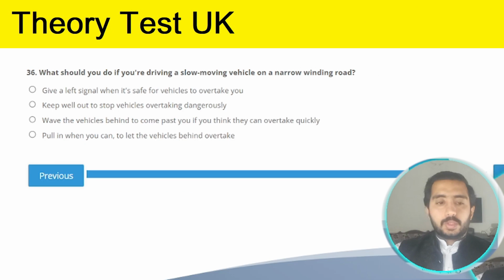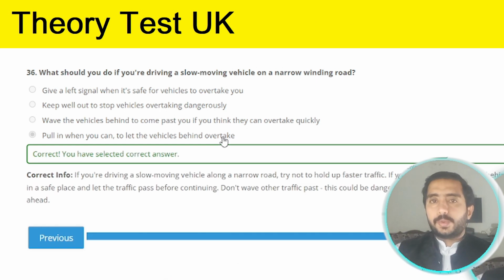Next one, question number 36. What should you do if you're driving a slow moving vehicle on a narrow winding road? The correct option is pull in when you can, and let the vehicle behind overtake. Option D is the correct option.